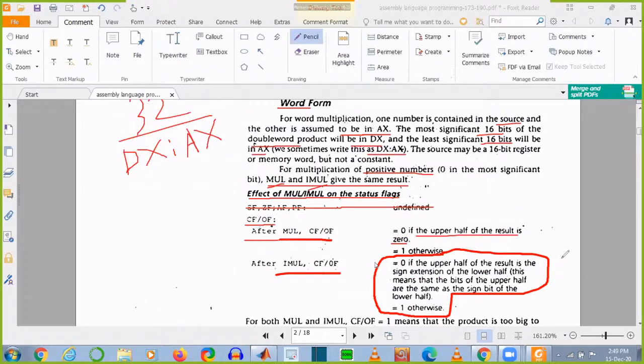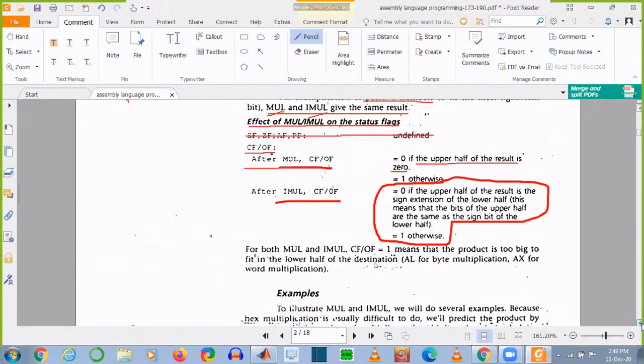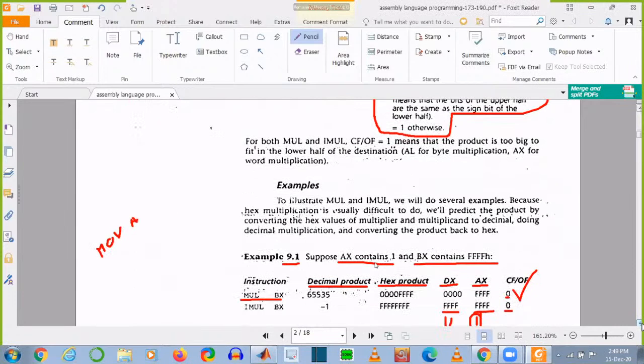Okay, so after the concept, let me go to the problem. We have finished reading the concept, now we go to the problem. Example. Okay, now let's see some examples. So what does it say here?